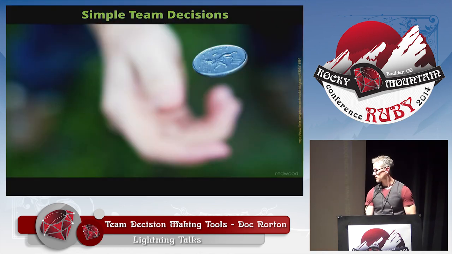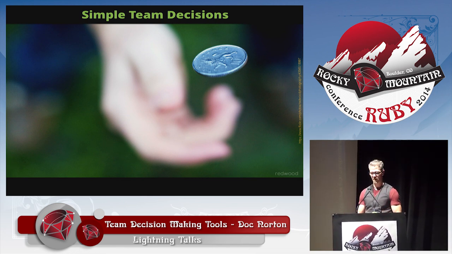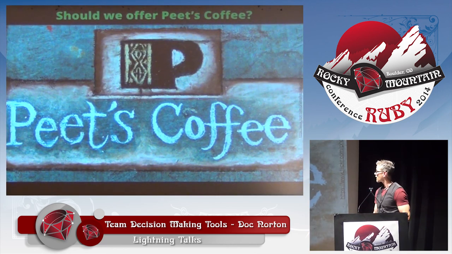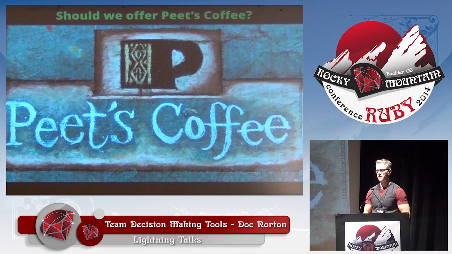So, simple team decisions. These are basically binary decisions: relatively low risk, low complexity, high certainty type stuff that teams need to make. A good example: we're a startup, and we're deciding that we're going to start supplying coffee in the office, and someone says, hey, what about Peet's? Oftentimes when these kinds of things come up, it's a pretty simple question, yes or no. But what we find is there's a lot of conversation that goes on. If you call for a vote, a lot of people are hesitant, they're not sure.